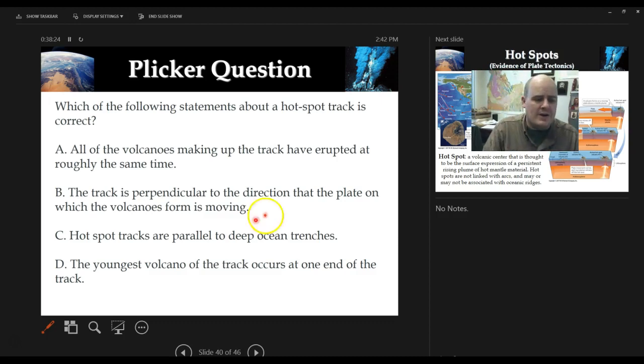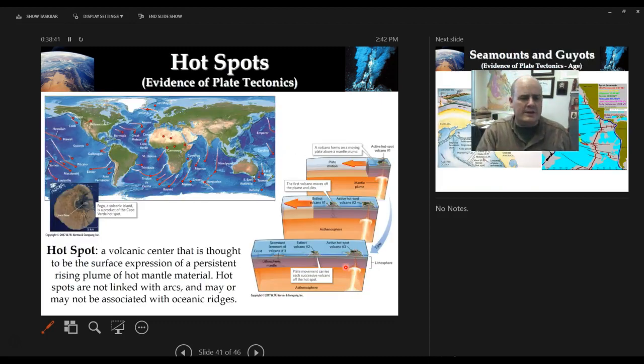Okay, hotspot tracks are parallel to deep ocean trenches. Actually, that's not true. They should be perpendicular. And the youngest volcano of the track occurs at one end of the track, so it occurs at the place where the hotspot is, and the oldest stuff occurs as it goes away. Okay, we'll show you that in just a second. So here's the evidence of this hotspot. These are all the hotspots all over the world.